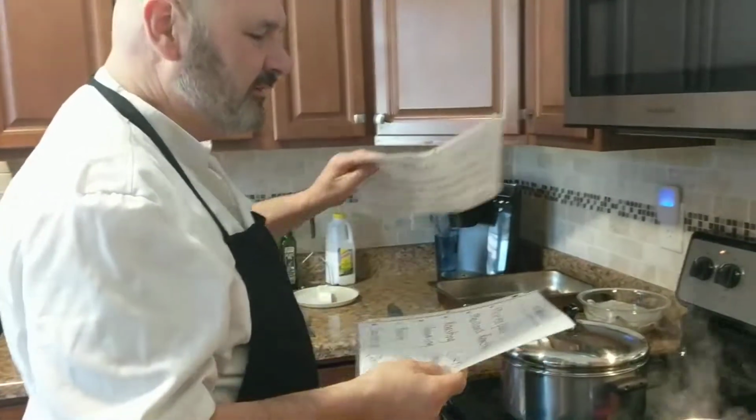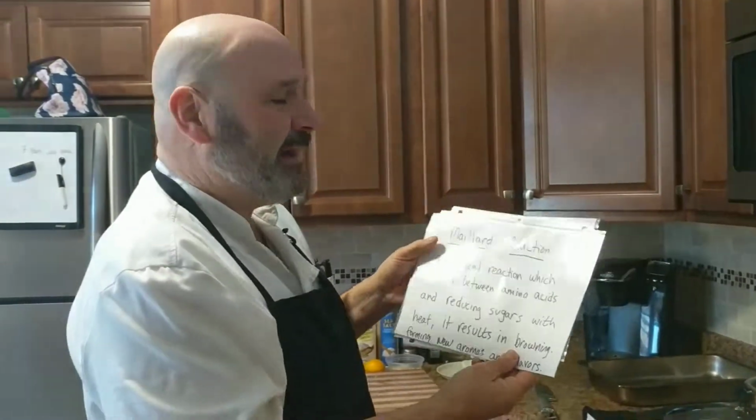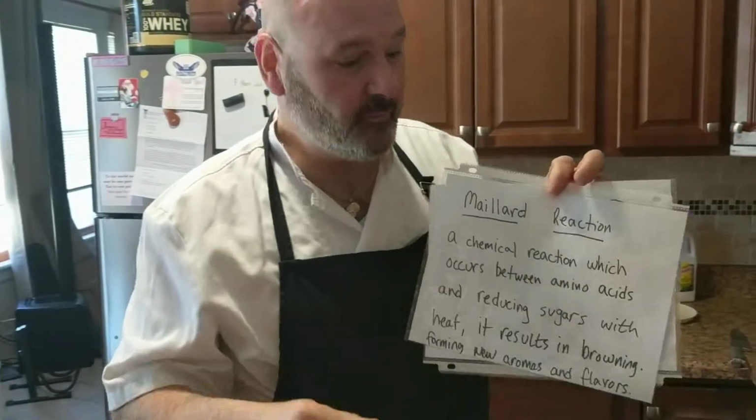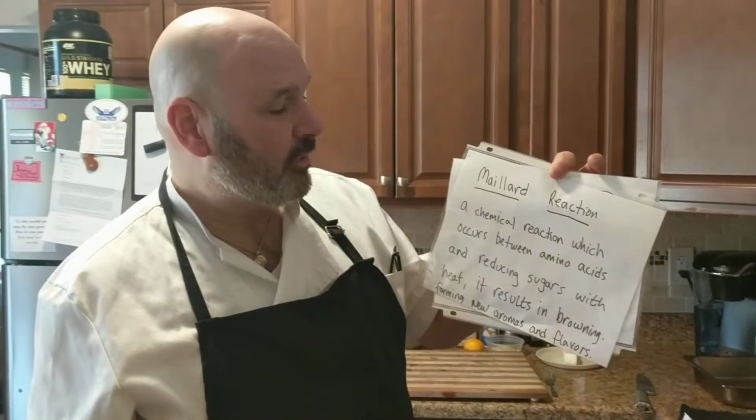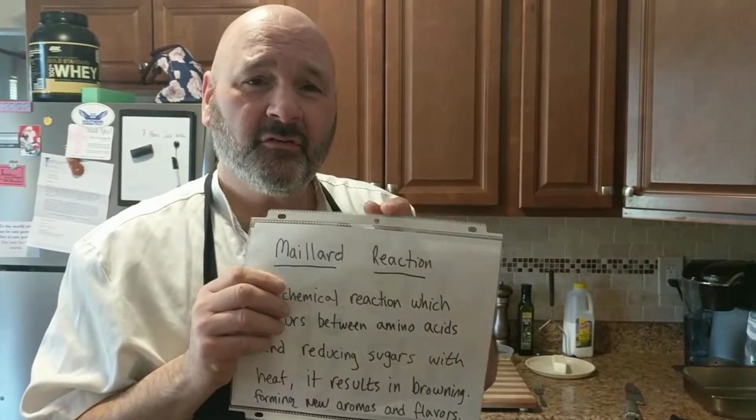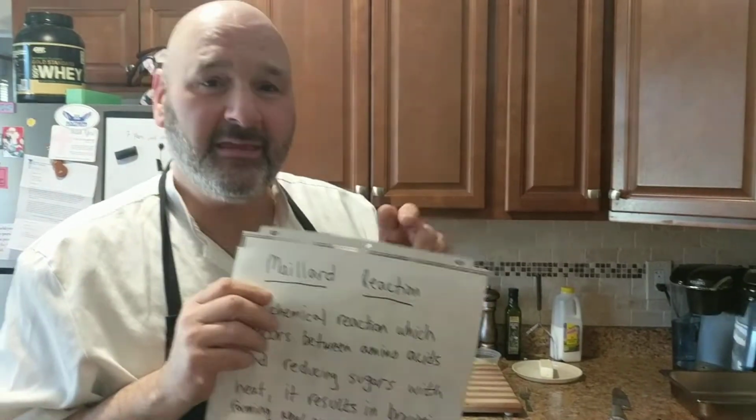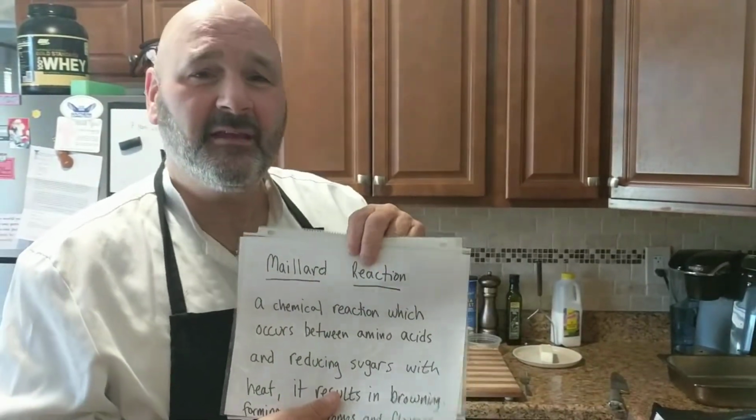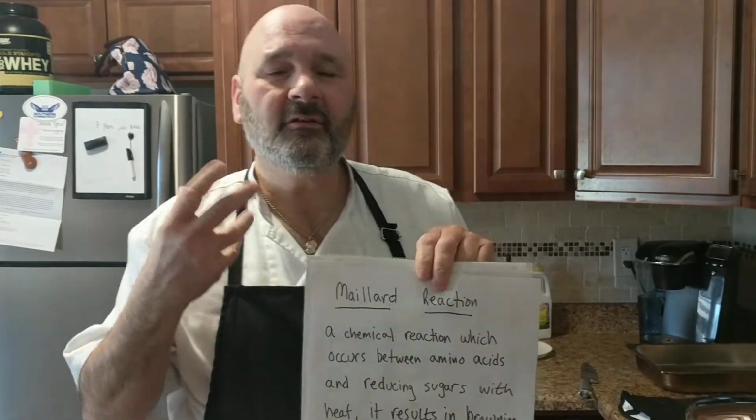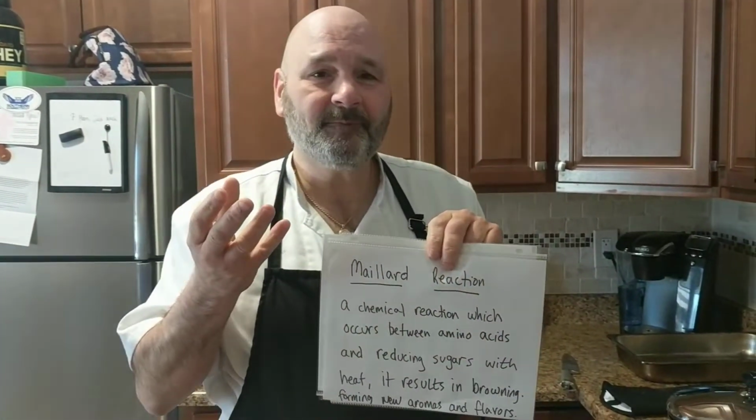One of the other things you're going to see, and I mentioned it in my last lesson, is called the Maillard reaction. A Maillard reaction is a bunch of chemical reactions. To simplify it, it's a bunch of chemical reactions that occur between amino acids and natural sugar when heat reduces the sugar down. And what happens is it gives it the characteristics of that browning. It also creates new aromas and flavors.